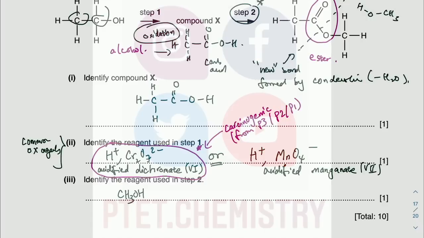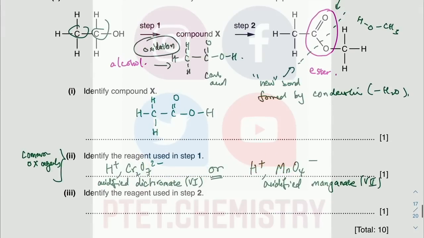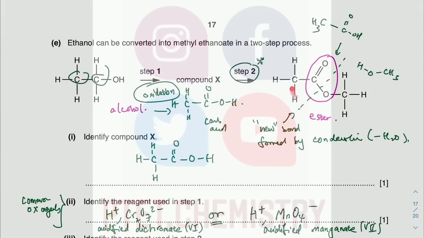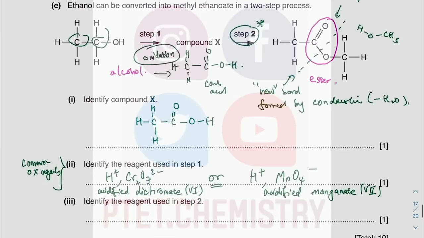Okay? Identify the reagent used in step 2. You want to form the ester. So this bit is this bit there, as I mentioned. There's the carboxylic acid bit from there. The carboxylic acid loses the OH. The alcohol here loses the H from the O. This is actually called methyl because there's 1 carbon alcohol. Methyl ethanoate because 2 carbon on the ethanoic acid. Yeah. So you need CH3OH. All right.